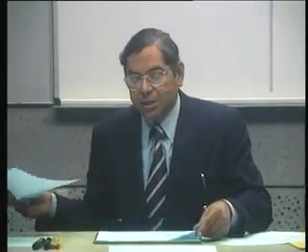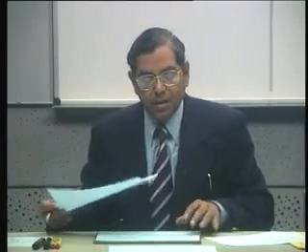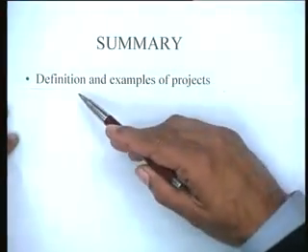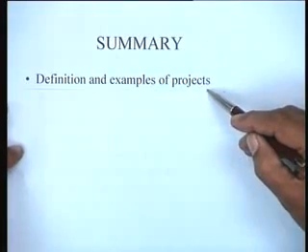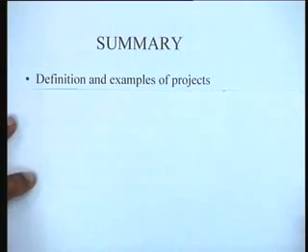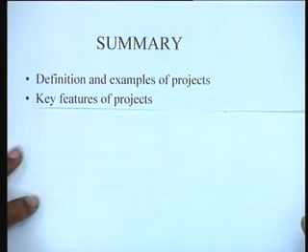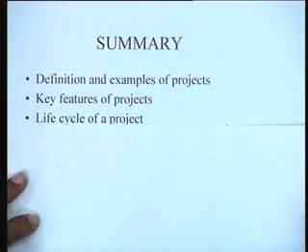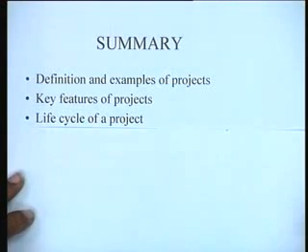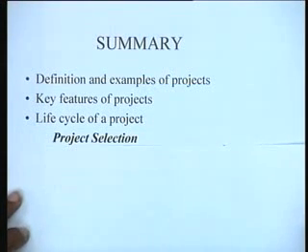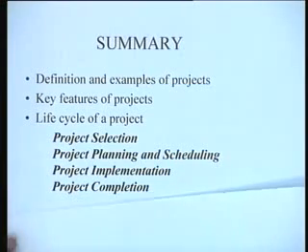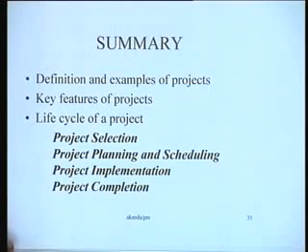So let us try to see what we have tried to do in this particular lecture. Let's try to summarize what we have learnt in this first introductory overview. We have seen the definition of a project and we have seen examples of different kinds of projects. That's one thing. So you understand the diversity of projects and you know what are their common features. We have tried to identify some key features of projects. Some of these key features are important because they define the major elements on which project management is based. We have talked about the life cycle of a project, the various phases in the life cycle, starting from project selection, project planning, project scheduling, project implementation, and project completion, and the kinds of problems which come up at these individual stages.